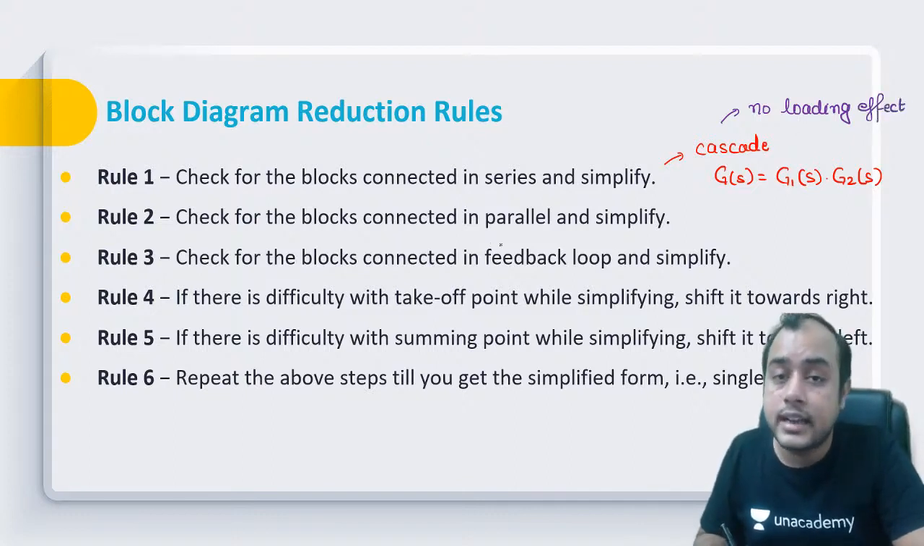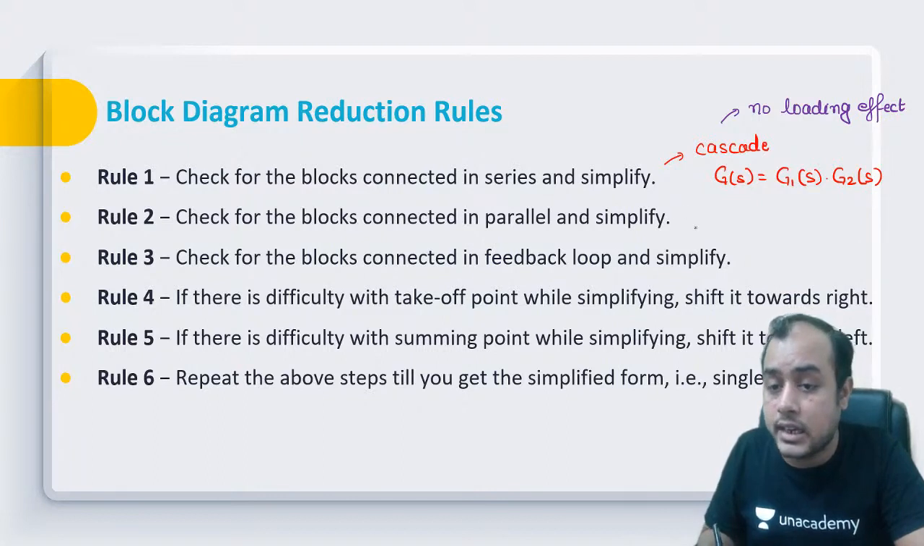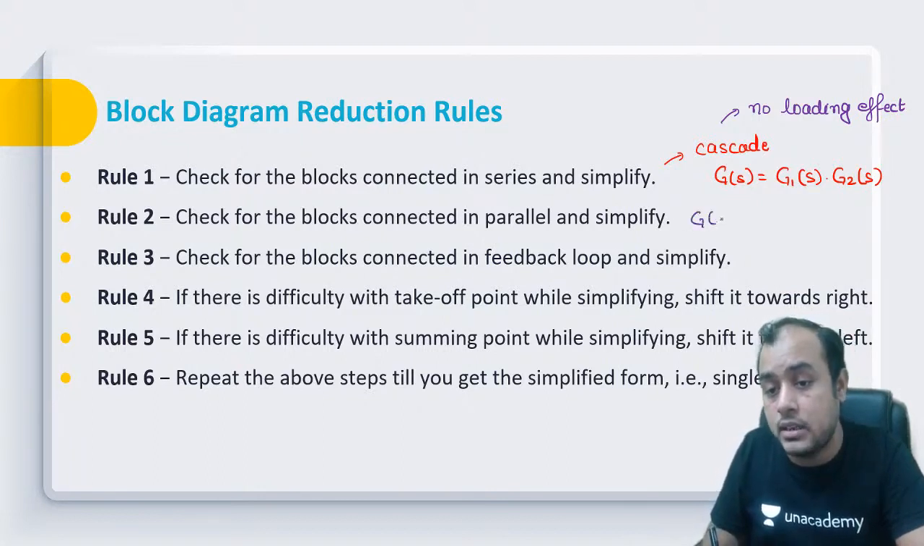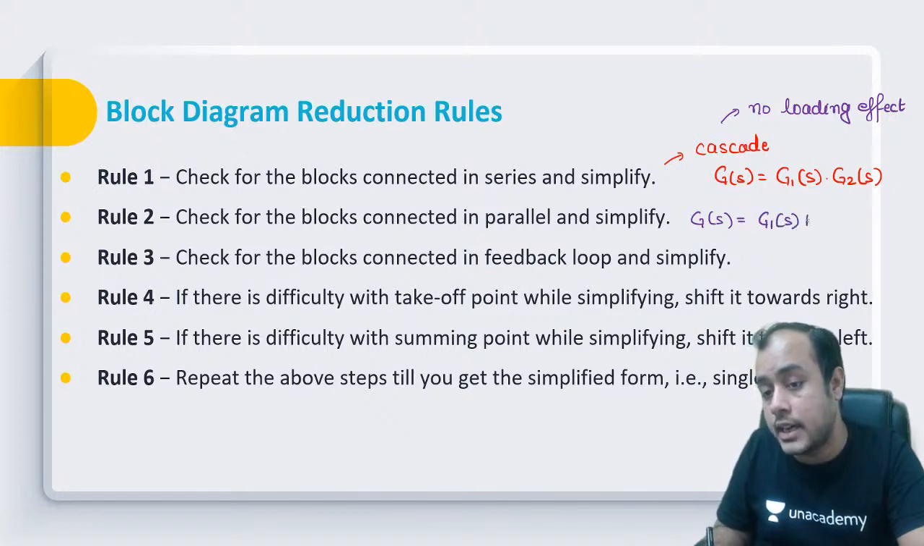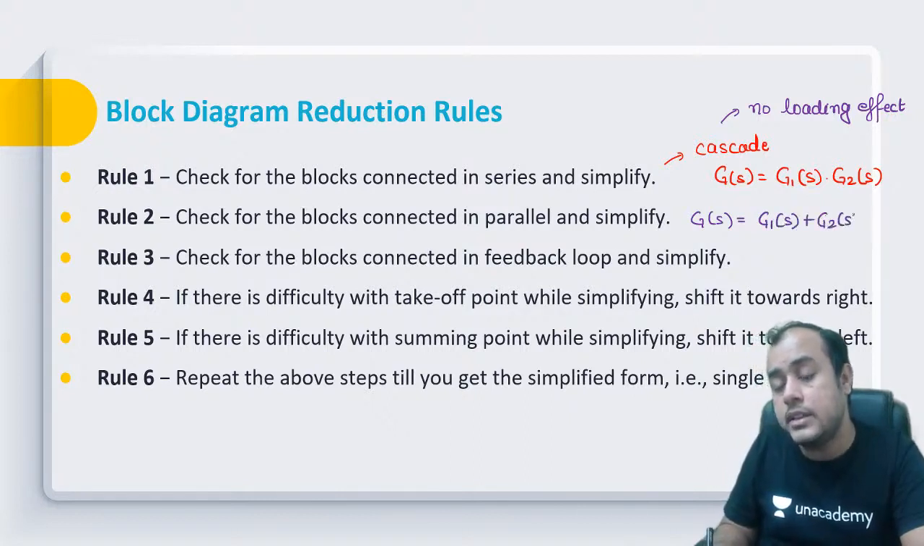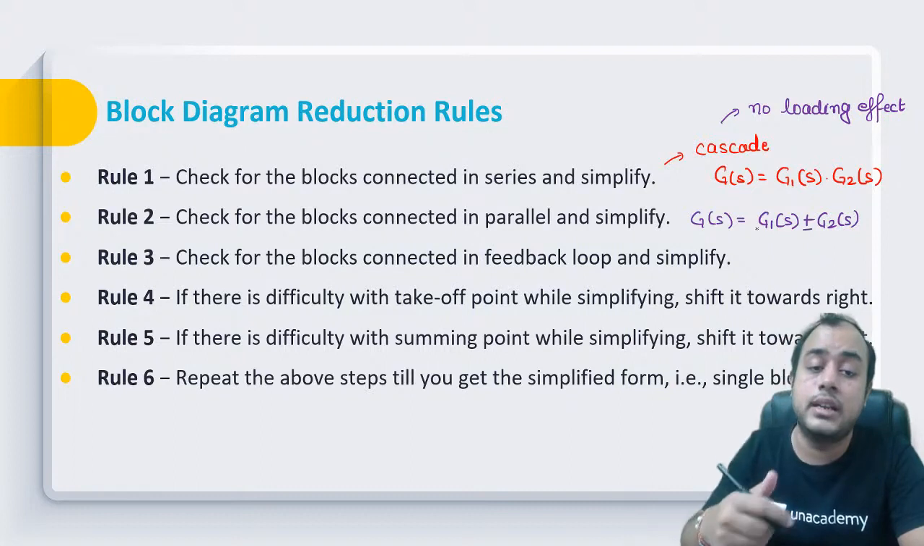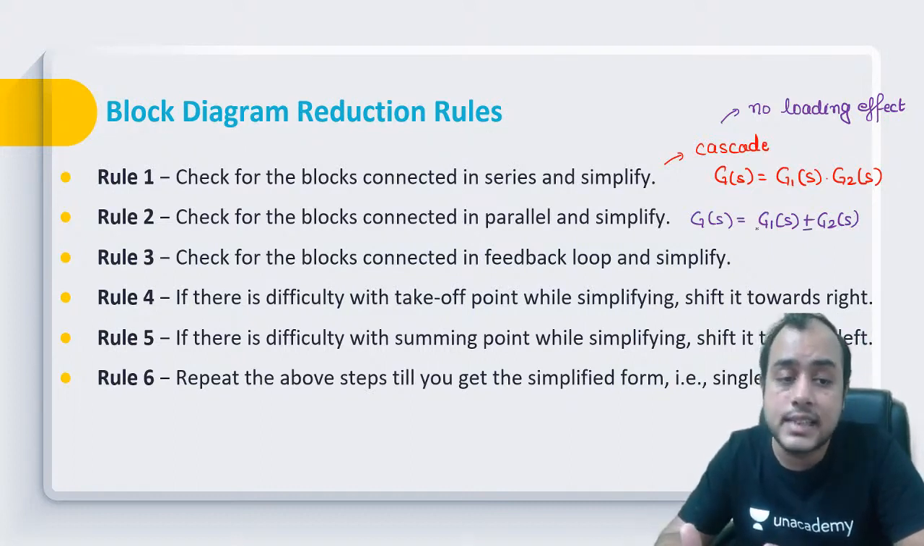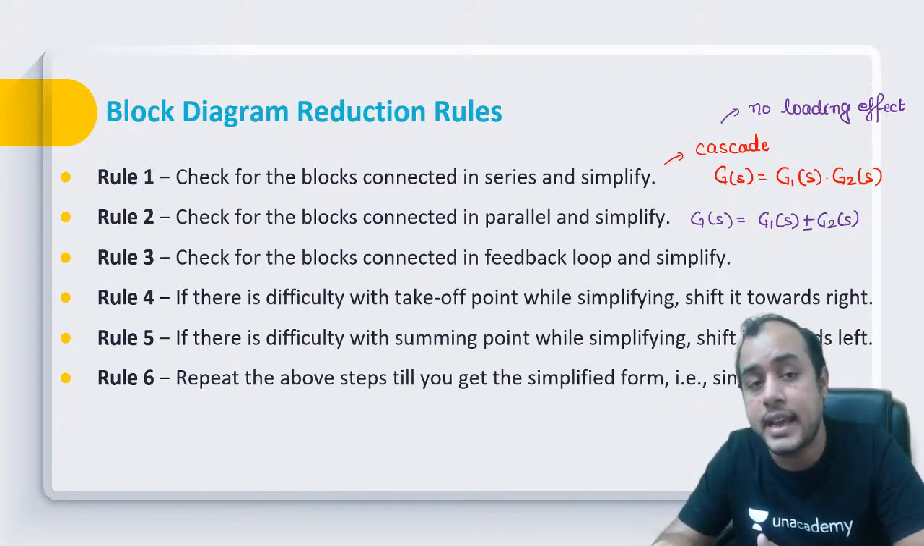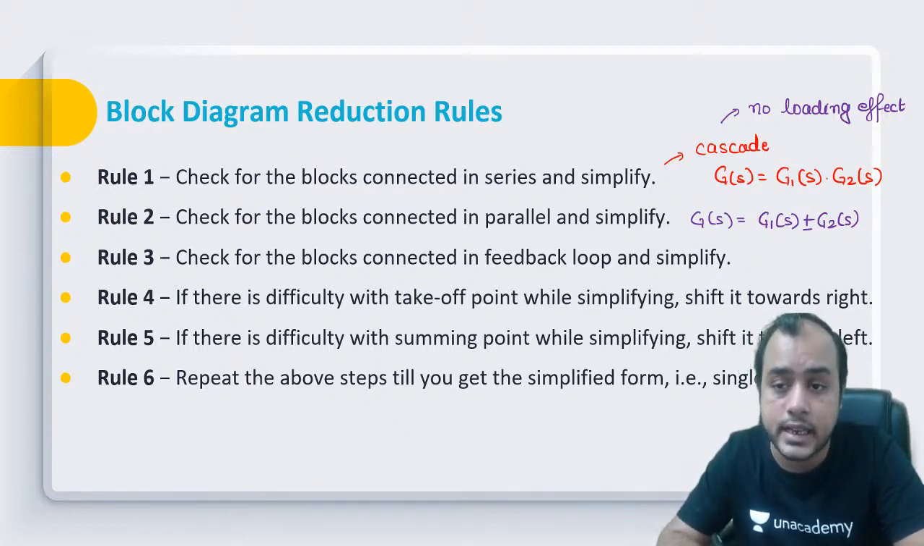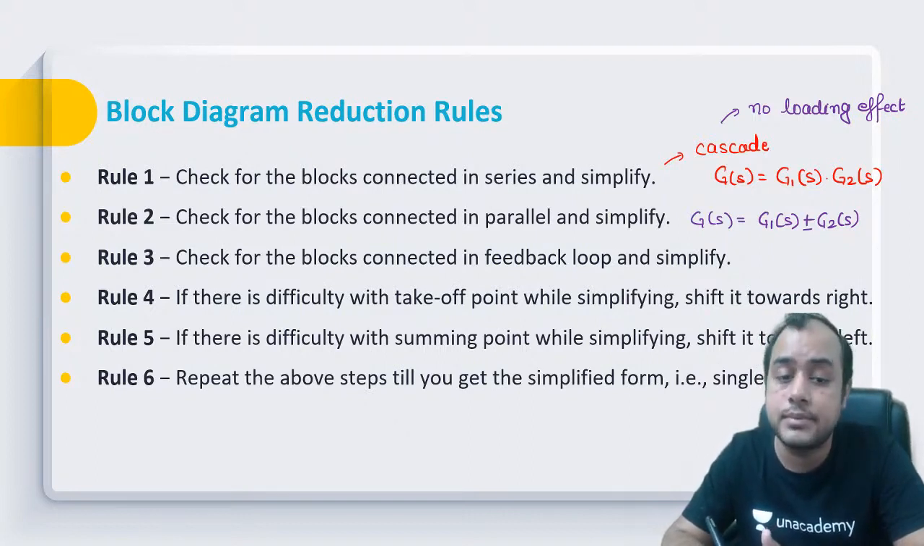Now, check for the blocks connected in parallel and simplify. In parallel, the transfer functions are summed. Even they can be subtracted depending upon what sign convention you are using inside the summer. The summer can have a plus sign, can have a minus sign. So the two transfer functions can be added or subtracted.